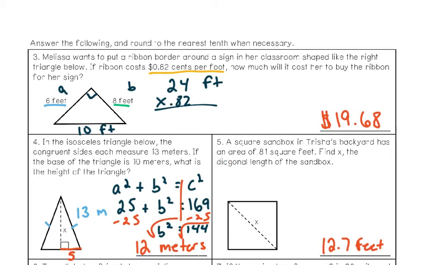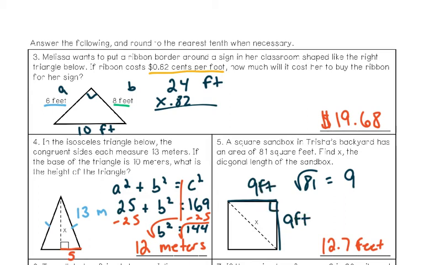In number 5, I'm looking at a square sandbox in Trisha's backyard with an area of 81 square feet. I'm going to need to find x, the diagonal length of the sandbox. I know that a square has all sides that are equal, and the formula for area of a square is length times width, or base times height. So that needs to be the same number. So I can take the square root of 81 to find the length of one of those sides. The square root of 81 is 9. So I know this is a 9 by 9 square. So each one of these sides is 9 feet.